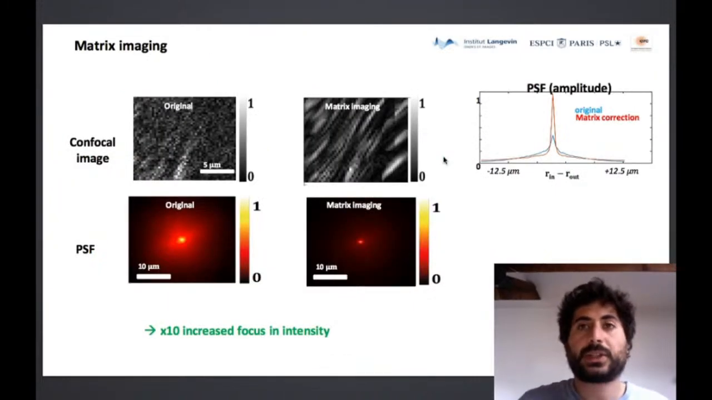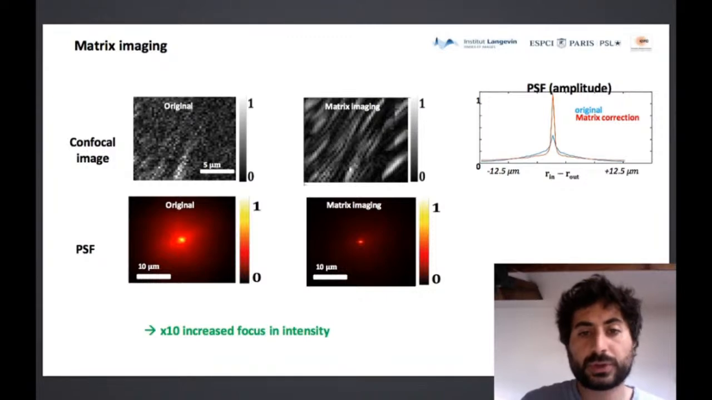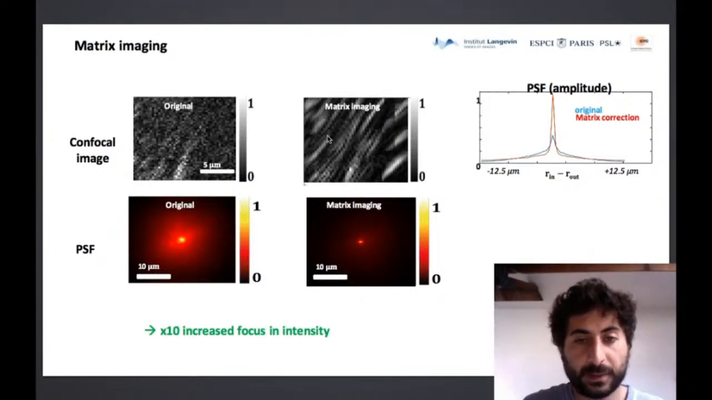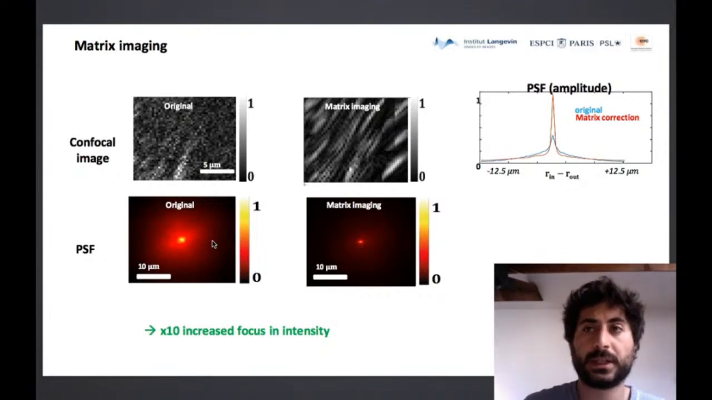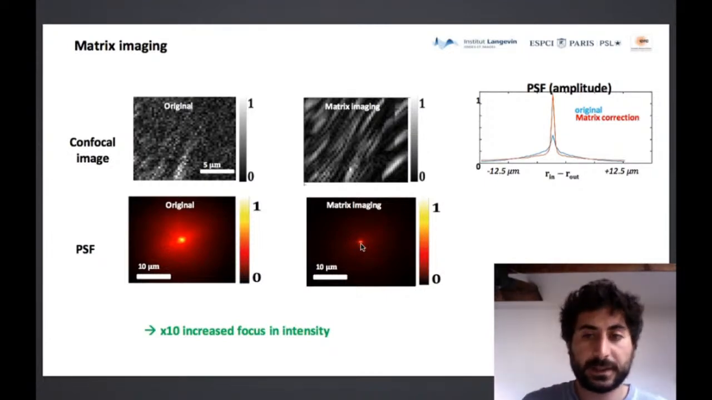So finally, I plot here two images. First, the original confocal image without correction and after correction. And also, I plot the point spread function before and after correction. What you can see is that some new structures appear and the contrast is largely increased on the confocal image, and we can see some new fibers that appear, which is typical for this kind of tissue. And what is really important is that we are able to refocus the energy at the center of the PSF after correction by a factor of 10 in intensity.